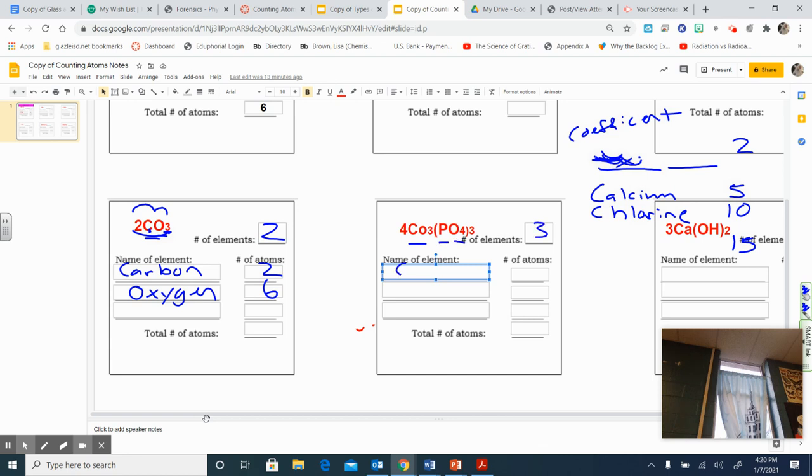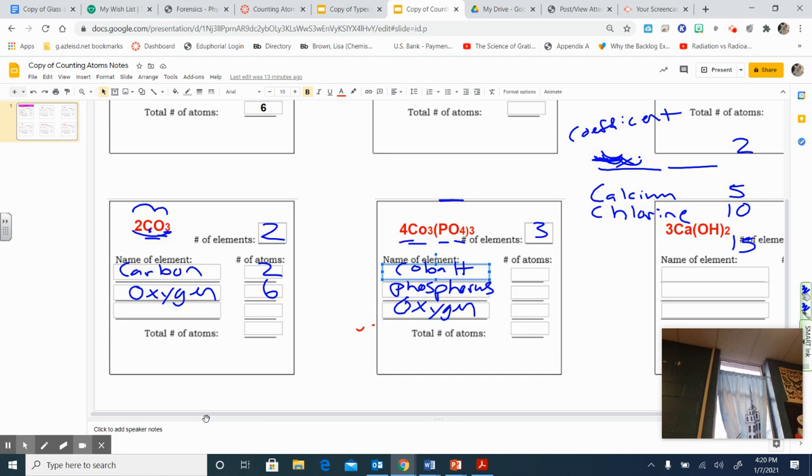Let's write them down. We have cobalt, it's our metal. We have phosphorus, and we have oxygen. Now, phosphorus and oxygen are in a polyatomic ion with each other, called phosphate. But when I write them out, it's cobalt, phosphorus, and oxygen.